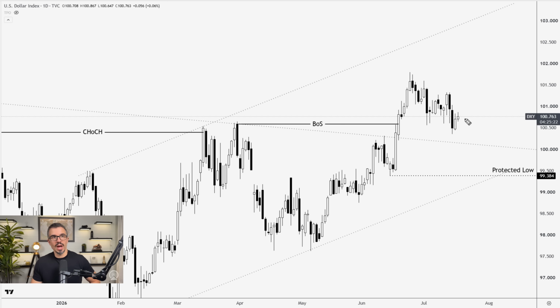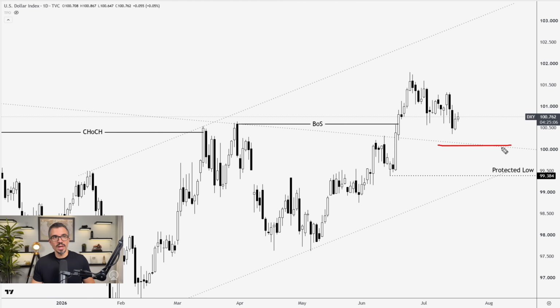Now, if the DXY were to come down here and fail to hold above here and start taking out lows like this, right around 99.38, and also remember 99.8, that area on the monthly time frame will also be key. If we start taking out areas like this down here, then I think that's concerning for the US dollar.